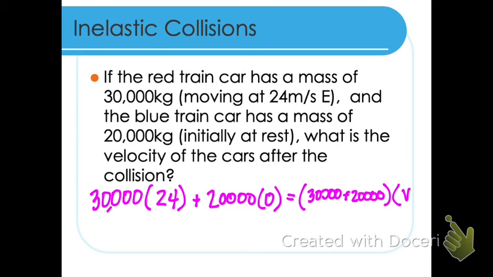And we're going to solve for what's the velocity of my single object, right? Because they are stuck together, we've just got one single velocity there at the end. So it's just called V prime instead of V1 or V2.